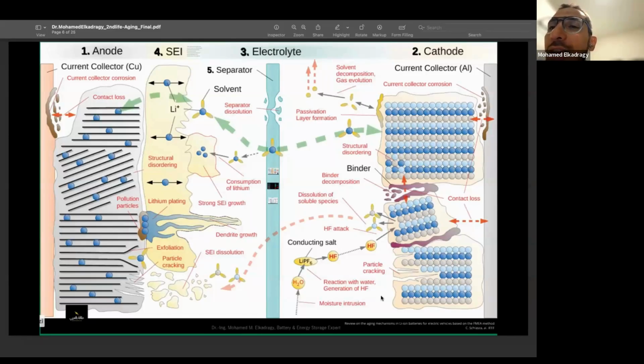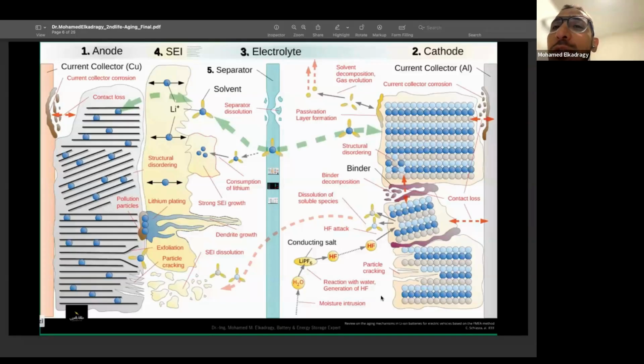That's why I like this diagram, because it shows that there are effects which take place on the cathode side, on the anode side, in the electrolyte, on the separator, in the SEI layer. But there are two famous effects. If we see here on the anode side, there is this lithium plating effect. This is where lithium accumulates and starts to build what we call dendrites.